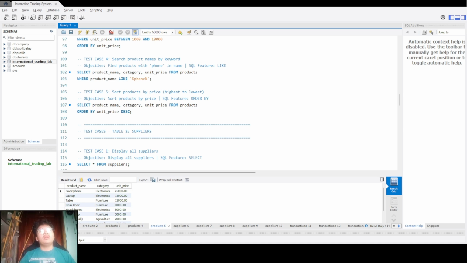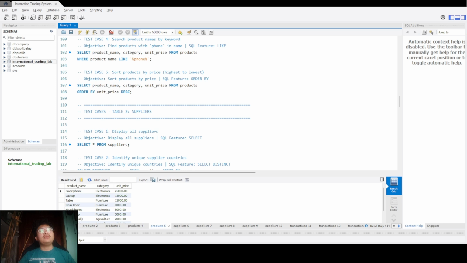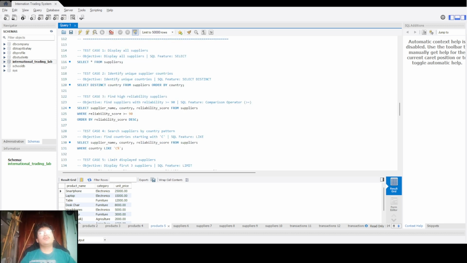So now let's go to section 3, test cases, suppliers table. Now I will show you the test cases for table 2, the suppliers. So test case 1 is display all suppliers. Query: select * from suppliers. This shows all 8 suppliers with their ID, name, country, and reliability score.